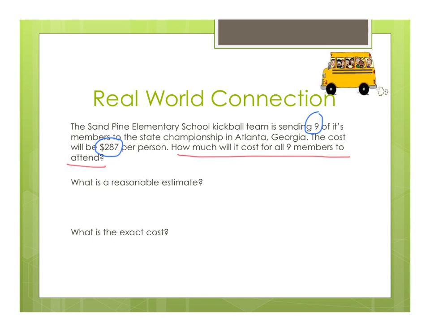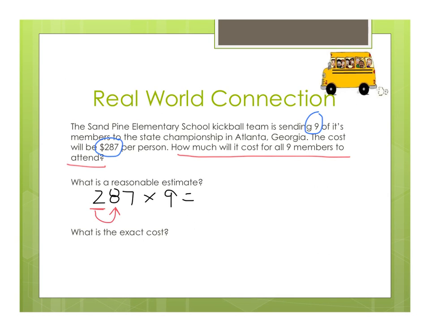Let's start with the estimate portion. We know it's $287 per person, and we have 9 people going. If we want to estimate, we're going to underline that highest place value and draw an arrow to the right. I keep saying it, I hope it's sticking in your mind. 5 or more, raise the score. 4 or less, let it rest.